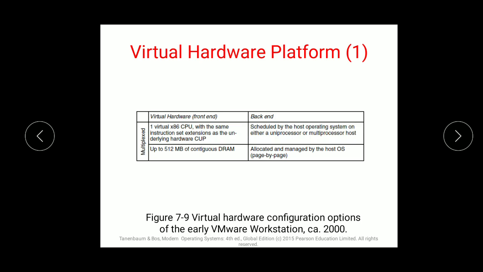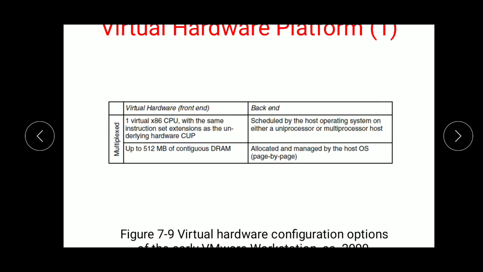So what is your virtual hardware platform? If you are preferring x86 hardware, what is the hardware platform you are using? First one is the virtual x86 CPU. So x86 hardware requires, first, an x86-compatible CPU with the same instruction set extensions as the underlying hardware CPU. That is the previous version which has all the components and settings which will be there in the x86. Up to 512 MB of contiguous DRAM, that is dynamic RAM. See here the dynamic RAM range, that is 512.